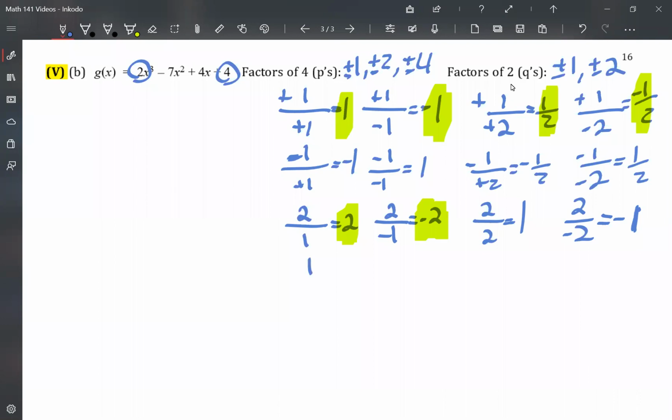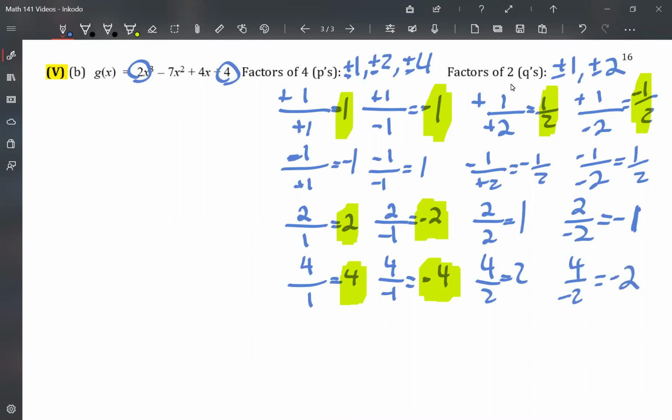Now let's do the positive 4's. Positive 4 over positive 1 is 4, unique. Positive 4 over negative 1 is negative 4. We have another unique scenario. And then we have positive 4 over 2, which is positive 2, not unique. Positive 4 over negative 2, which is negative 2, also not unique. And again, if I run through the negative 4 numerators, it's going to get the same thing as these positive 4's because I'm running through all the negatives. So I'm not going to write those.